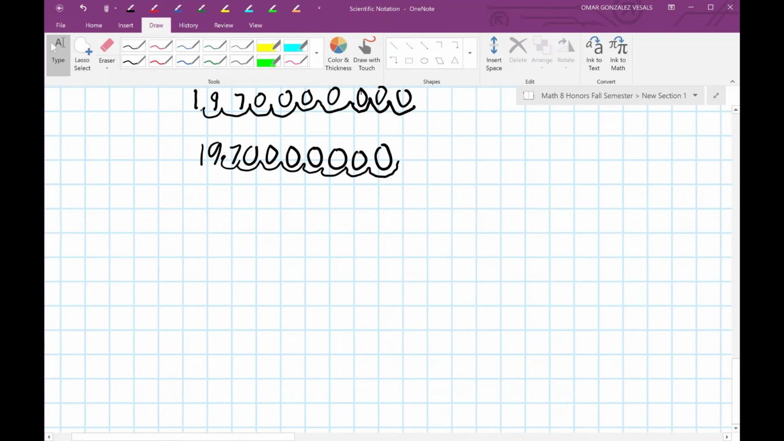Okay, so let's write this one in scientific notation. This is going to be 19.7 times 10 to the... 10 to the 9th power? Or 10 to the 8th? 10 to the 8th. Okay, go ahead and write that for us. Plus what? Oh, it was minus. Okay.